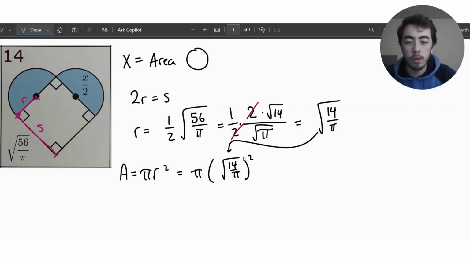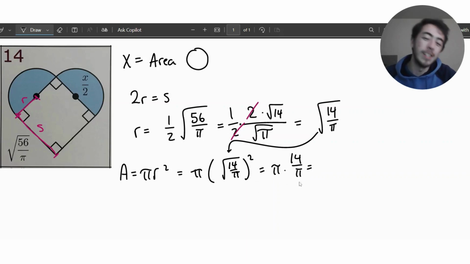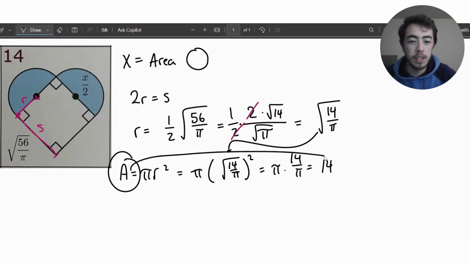I know that if you square root something and then square it, you're essentially just undoing those steps. So I could say that this is pi times 14 over pi. And then if you multiply by pi and then divide by pi, you're not really doing all too much. Those cancel out as well. So the area is 14, and that's today's date.